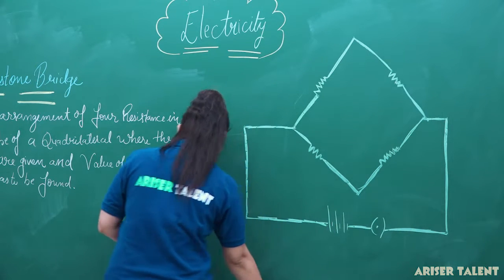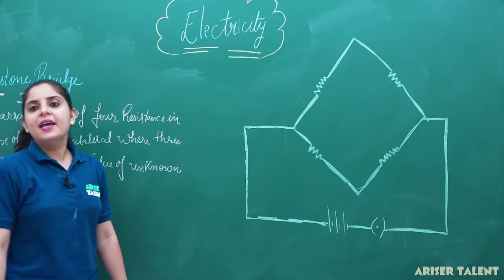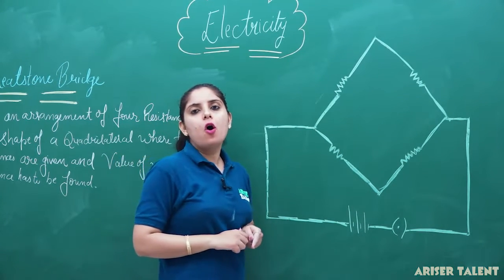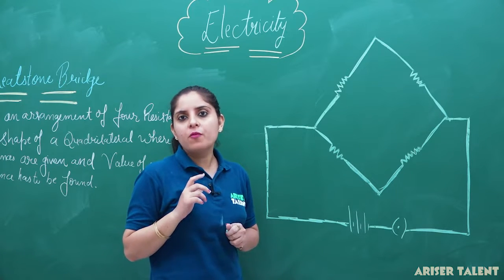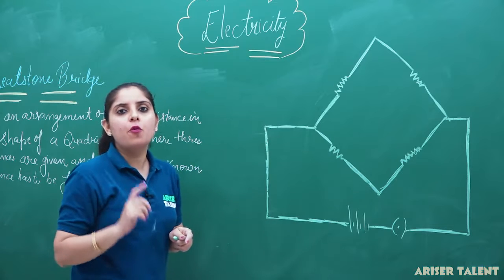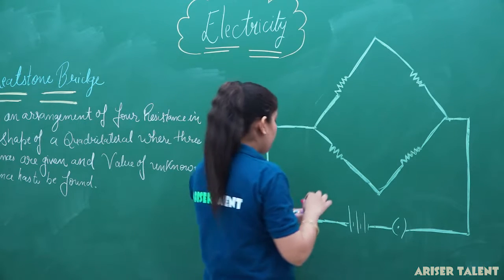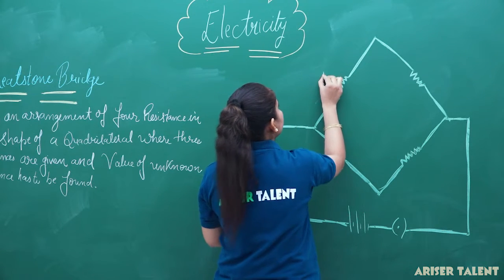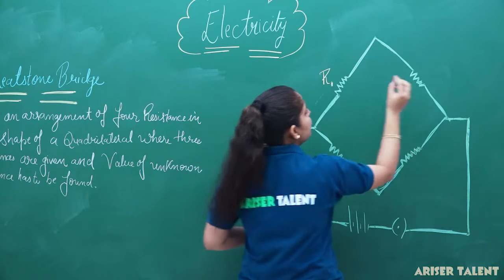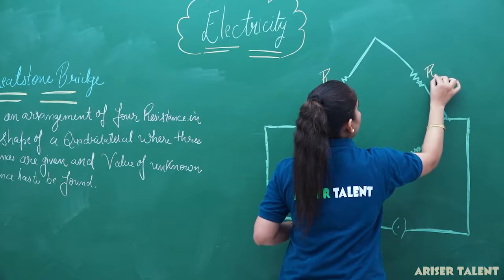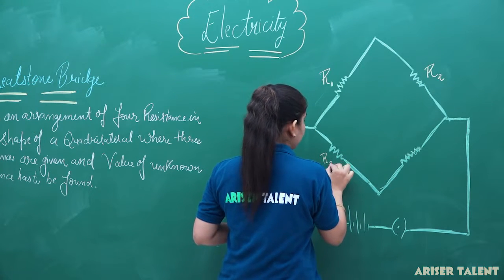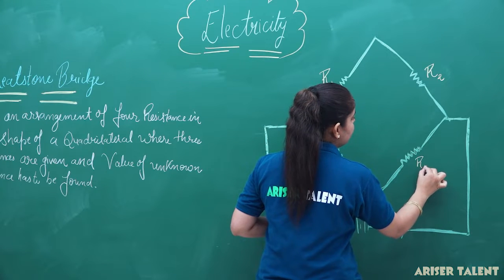Now, this is a circuit diagram of Wheatstone bridge. You can see that there is an arrangement of 4 resistors in the form of a quadrilateral. This is the quadrilateral we have, and we are arranging the 4 resistors here. So, what will be the value of the resistors here? As I am mentioning, this is our R1, this is R2, this is R3, and this is R4.